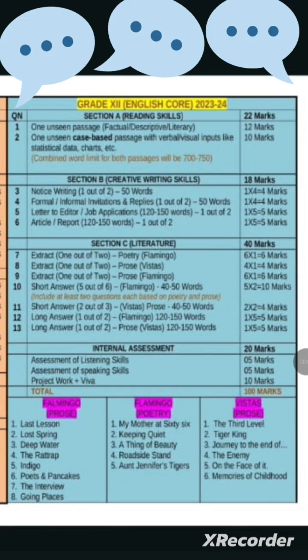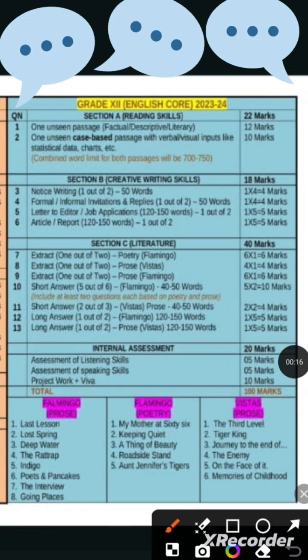So, today we are going to talk about the syllabus of grade 12, standard 12, and we are going to be talking about English Core. We are going to highlight English Core because we have English Elective as well, but we are speaking about English Core, the syllabus which was there in the session 2023 to 2024.